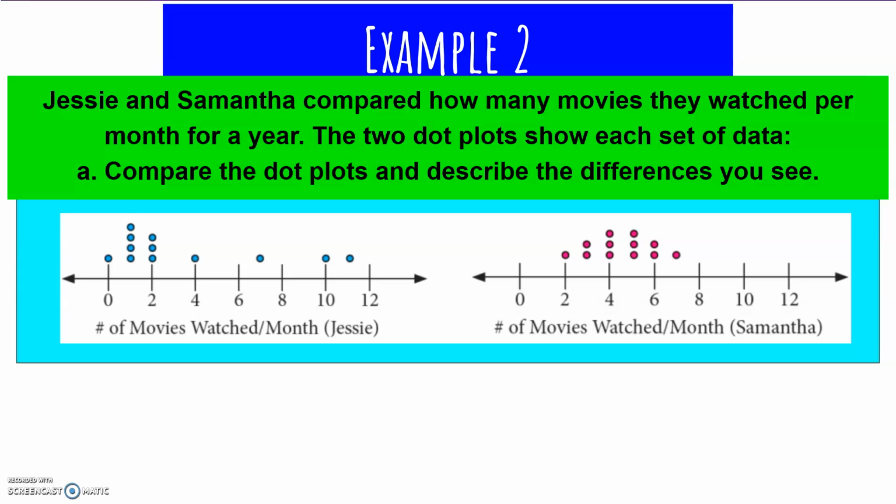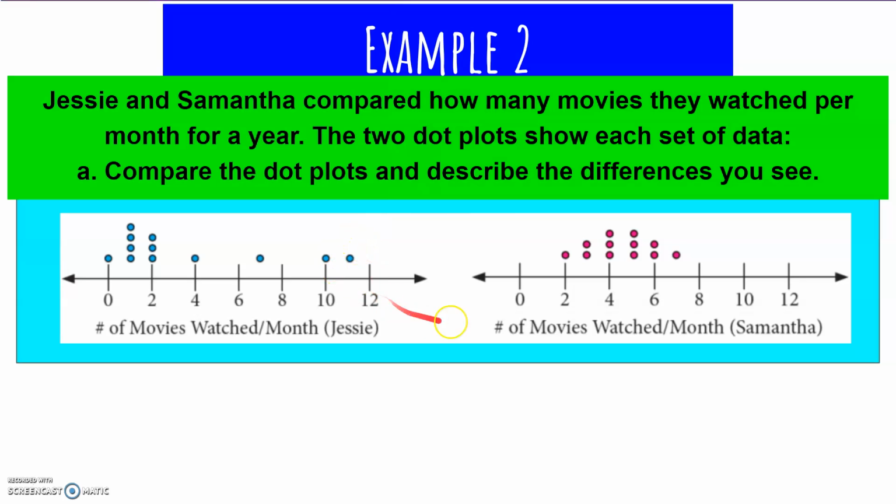So if we look at Jesse's plot on the left here, we can see that he had a month where he watched 0 movies. He had 4 months where he watched 1 movie. He had 3 months where he watched 2 movies, 1 where he watched 4, 1 where he watched 7, 1 where he watched 10 movies, and 1 where he watched 11 movies.